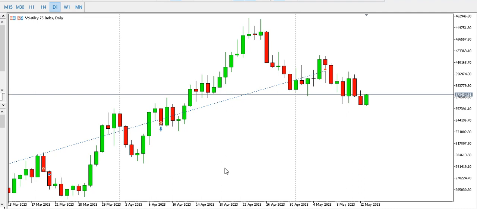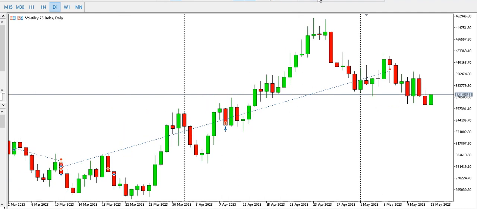Today we'll be looking at how you can trade volatility 75 index and step index on the lower time frames. We'll be looking at V75 first. Before we go to the lower time frames, let's look at what has happened on the higher time frames.